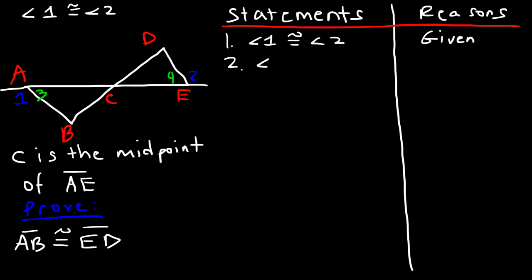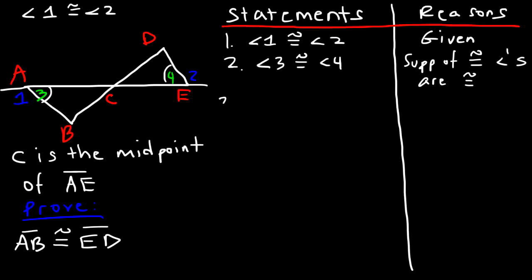So let's write that in the next statement. Angle 3 is congruent to angle 4. And the reason for that is supplements of congruent angles are congruent to each other. And so let's mark that. So 3 is congruent to 4.